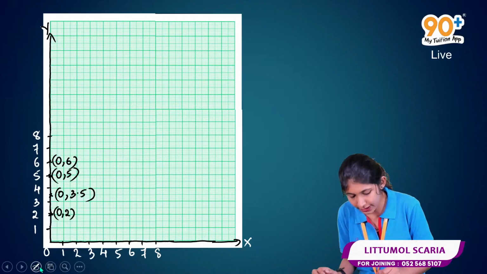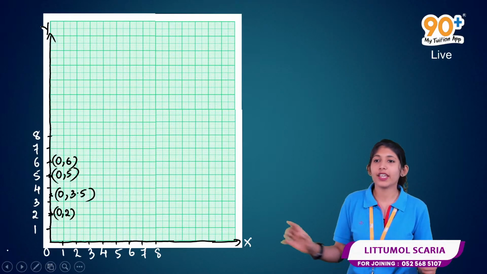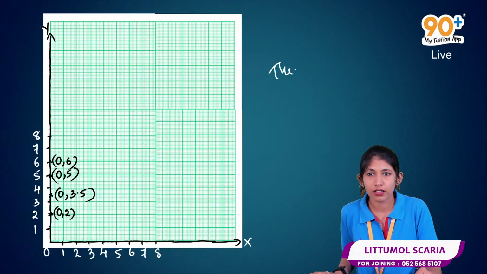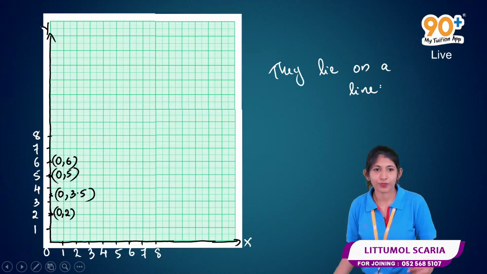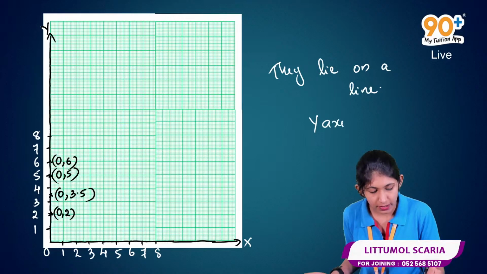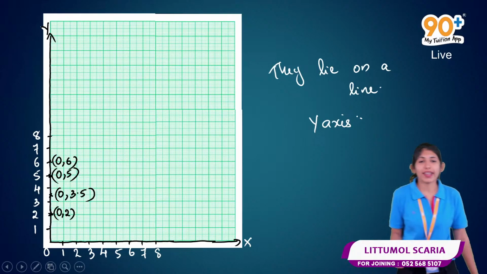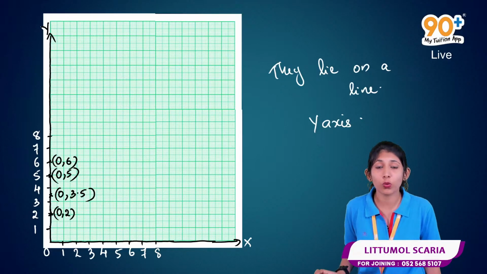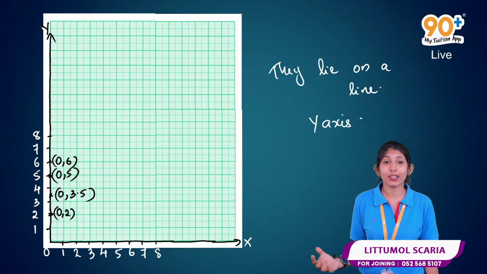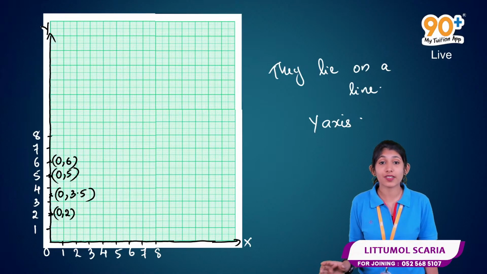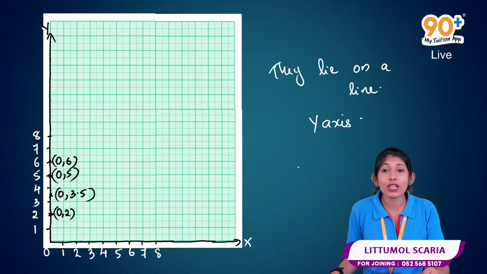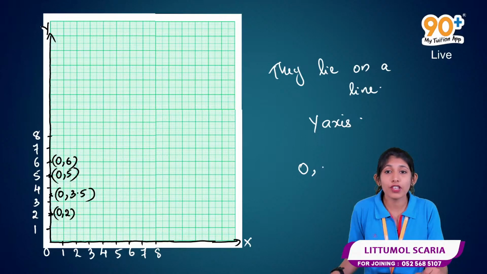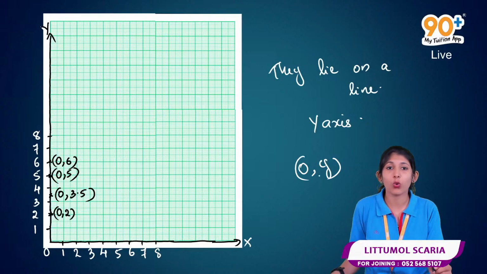And what is the name of this line? They lie on a line, right? And what's the name of this line? Y-axis. Name of this line is y-axis, since all the points lie on the y-axis. Why do all the points lie on the y-axis? Because its x-coordinate is 0. From the origin, there is no distance. So yes, any points lying on the y-axis will be of the form 0, y.